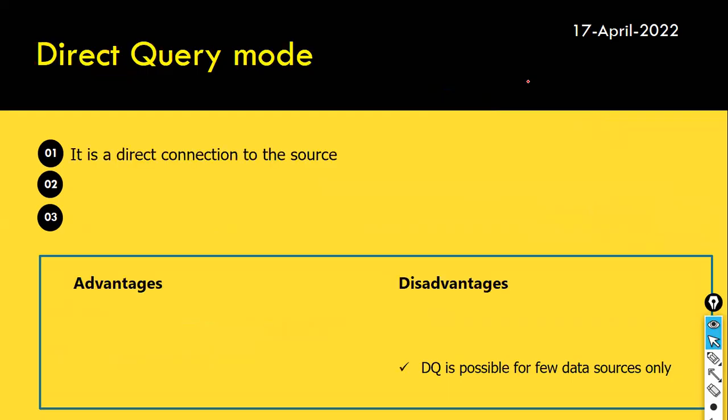Next one is the direct connectivity mode. The other connection type is the DirectQuery mode, or direct connectivity. It is an alternative to your import mode. In this connection type, the data will not be stored in your Power BI model. Remember this, this is very important, since it is a direct connection to the data source.